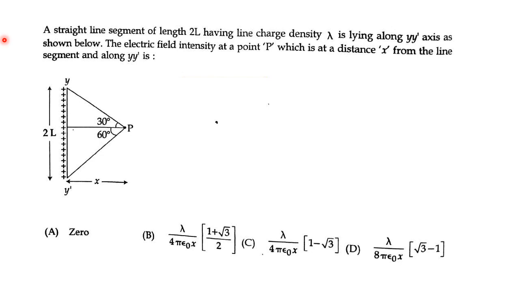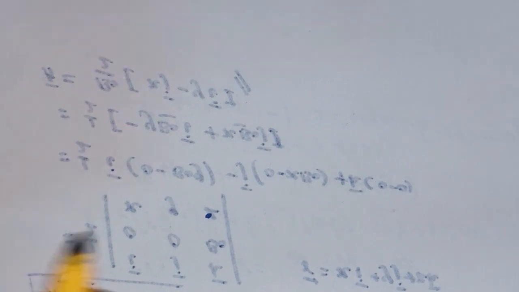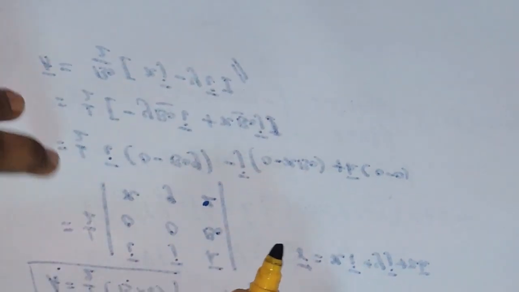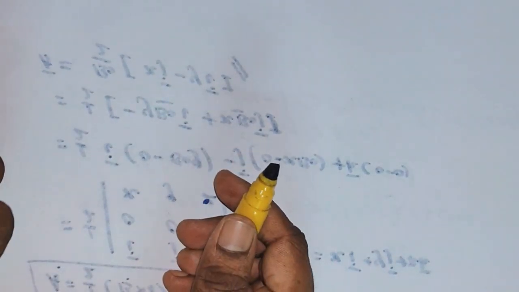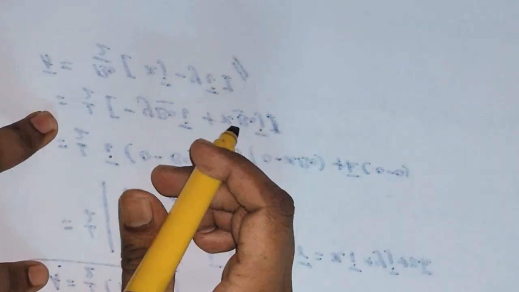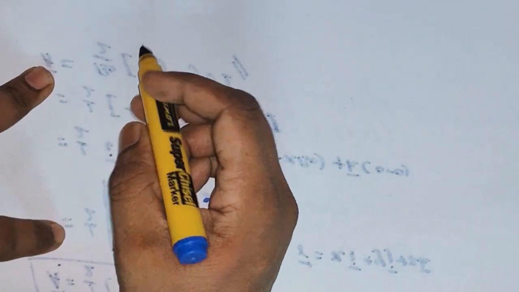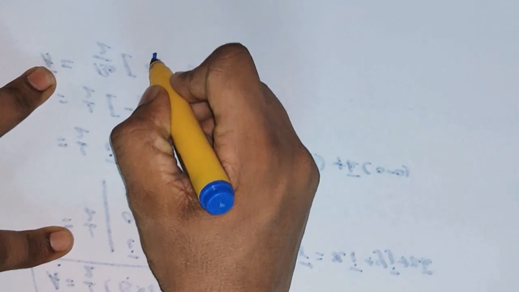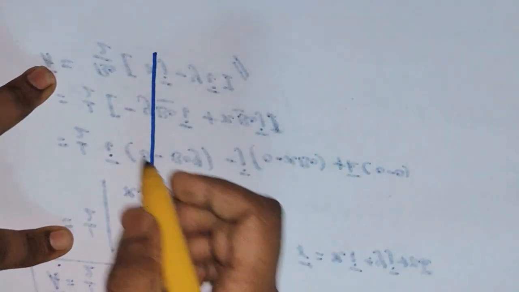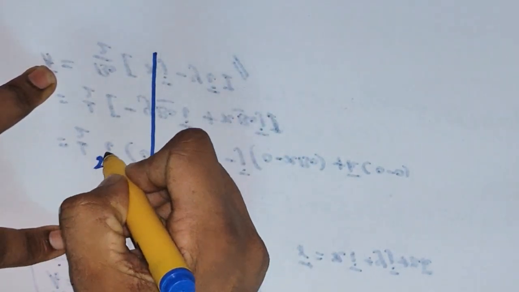It's a little bit lengthier calculation, but it would be simple. You can understand easily. For this problem, we need to draw the diagram. There is the straight line segment of length 2L. You need to draw it. It's carrying the positive charge. So this length is 2L.